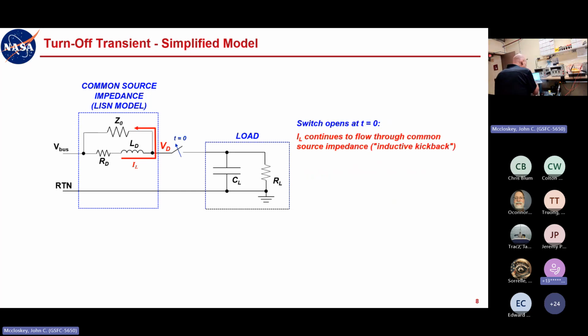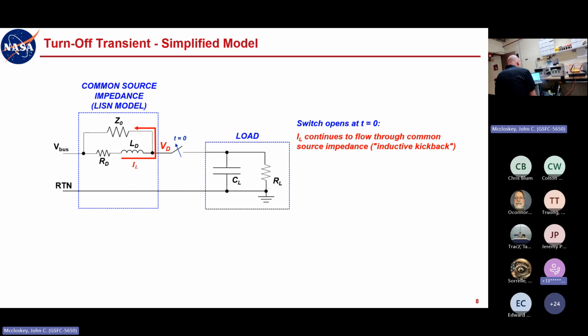So if we throw the switch open at, again, what we'll call t equals 0, that current is still going to be flowing through that common source, that source impedance, dominated by that inductance. And that current will keep flowing through whatever impedances it can find. And this is what we call inductive kickback. That's really exactly what it is.